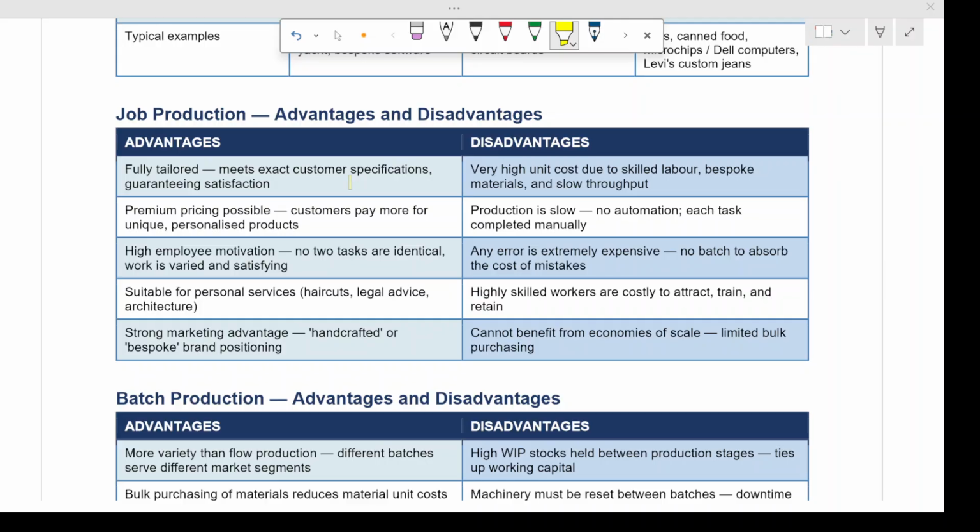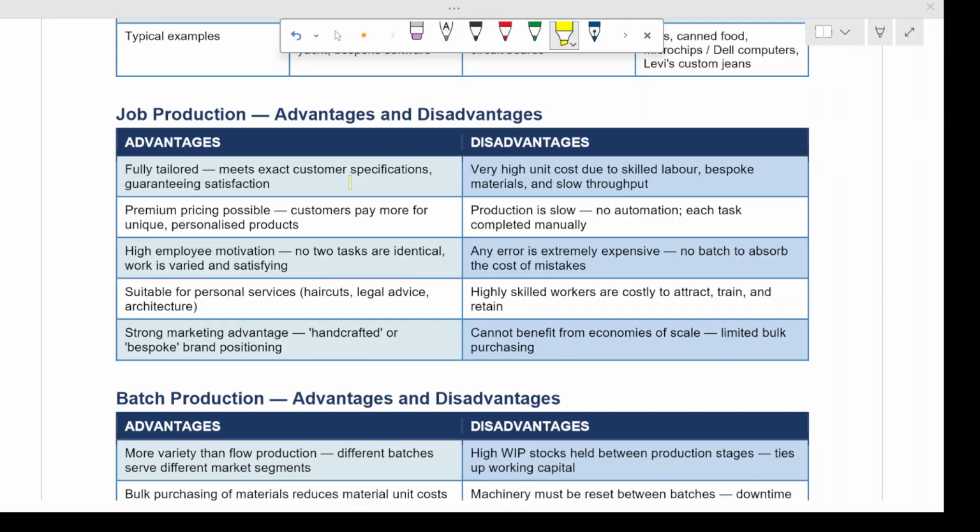The next one is highly skilled workers are costly to attract, train, and retain. I mean, if you are going for a bespoke or customized item, handcrafted item, if you want to make those, the labor that you want will also come at a premium because they are very highly skilled. And if you train your own labor, that will also cost you a lot. That will also cost you in time.